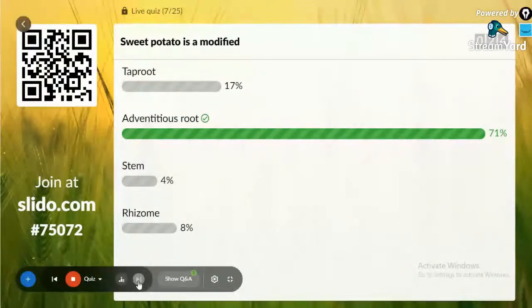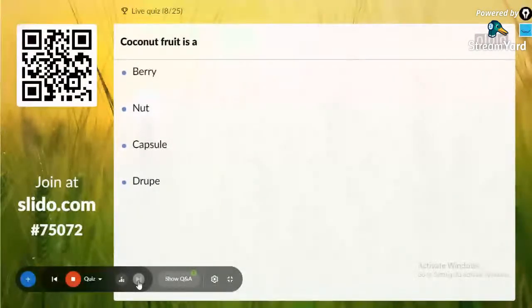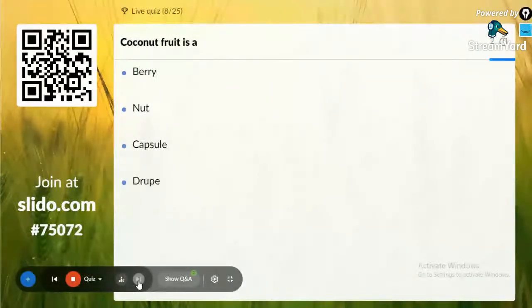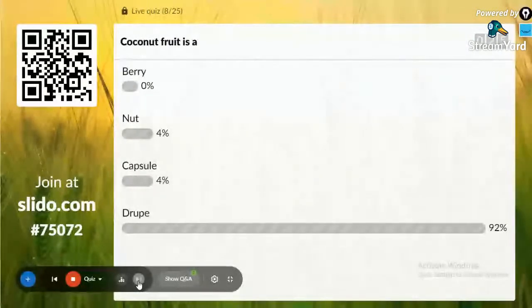Eighth question. This is a repeated year question. Coconut fruit is a option A berry, B nut, C capsule, and D drupe. Comment me the answer on the chat box. Don't worry whether it is wrong or right. Yes, coconut fruit, I got the answer to be drupe on the chat box. Let's check the majority answer. Yes, good. 92% of you have voted with the correct answer, that is drupe.